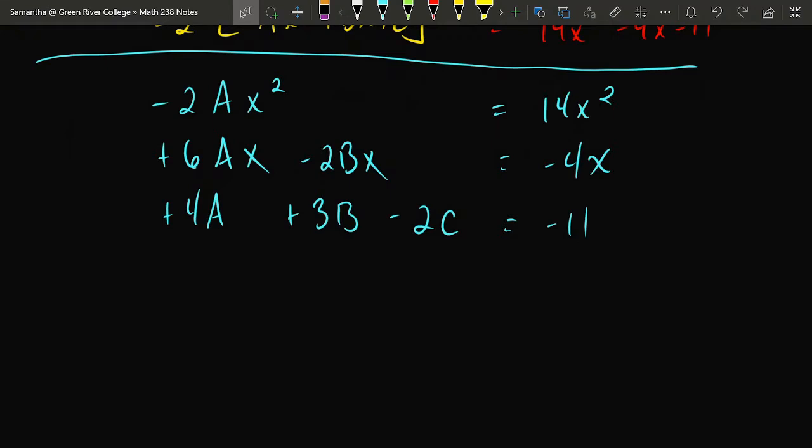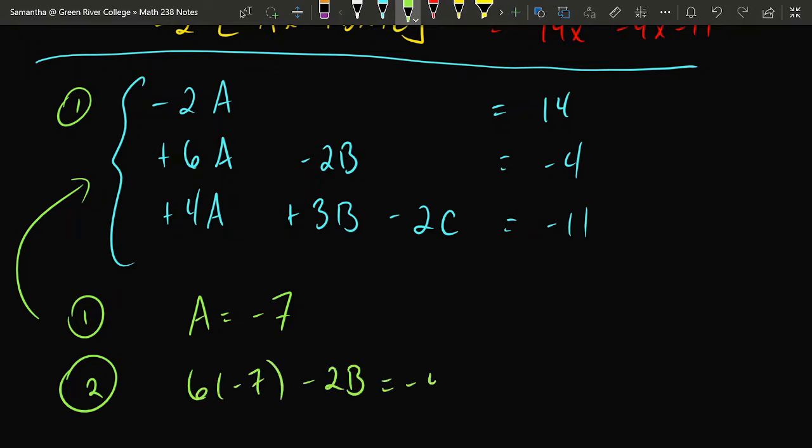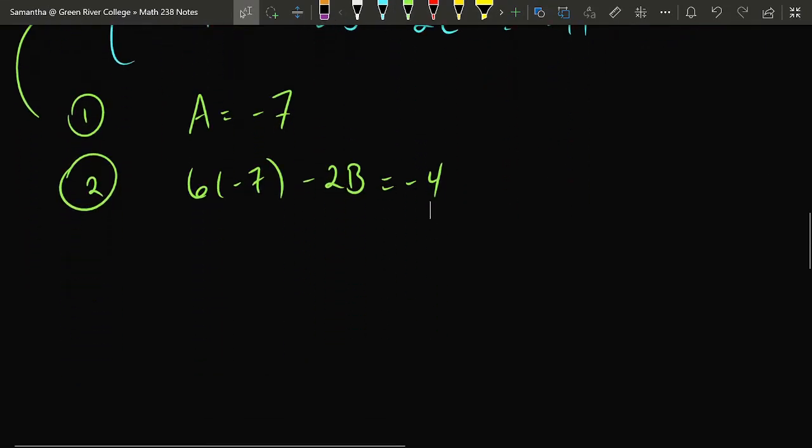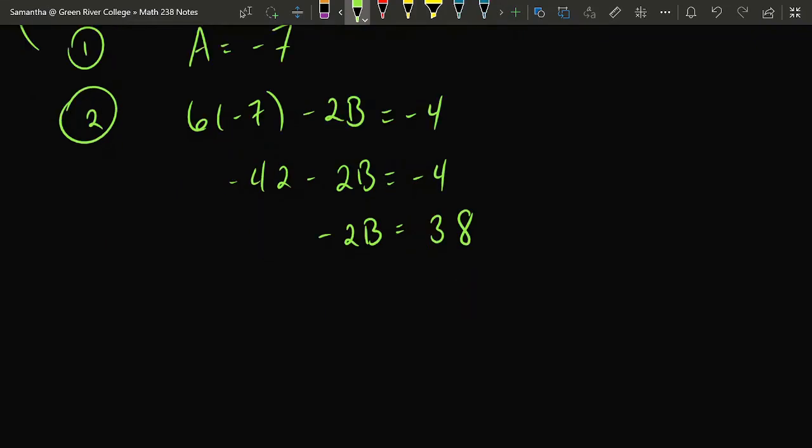So I'm going to consider the constants only. This implies that from equation number 1, a must be equal to -7. And if I stick that into equation number 2, I get that 6 times -7 minus 2 times b is equal to -4. So -42 minus 2b is equal to -4. So -2b is equal to positive 38, and therefore b itself is equal to negative 19.